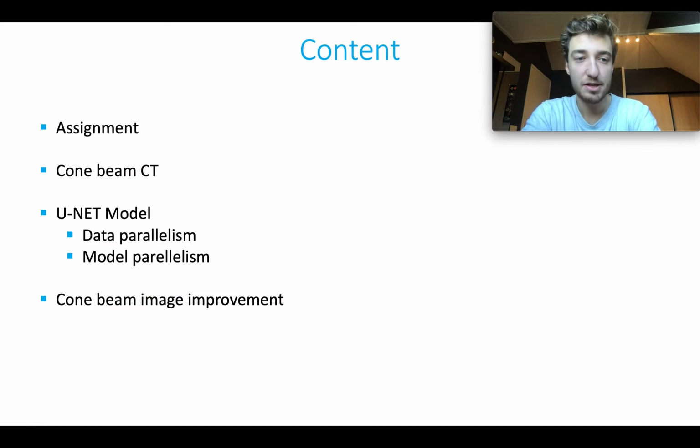So first the content page. I will briefly describe the assignment I got from Sursara, then some information about the cone beam CT scanner, following up with, of course, the UNet model, what layers it uses, and the data/model parallelism. And in the end, of course, the results of the cone beam image improvement.